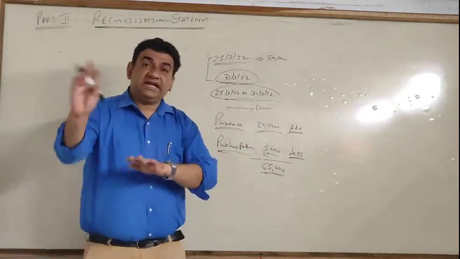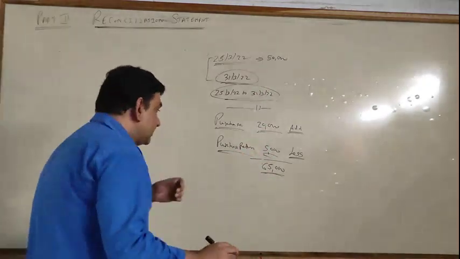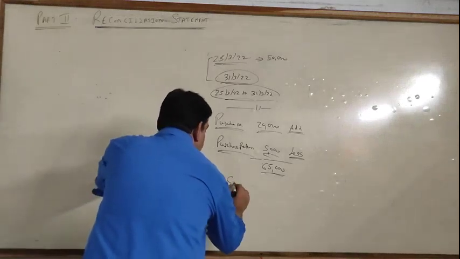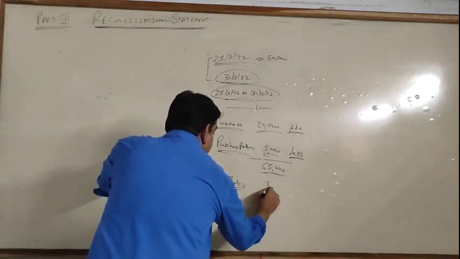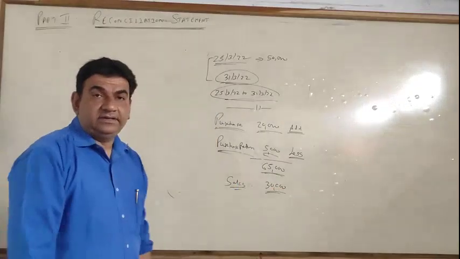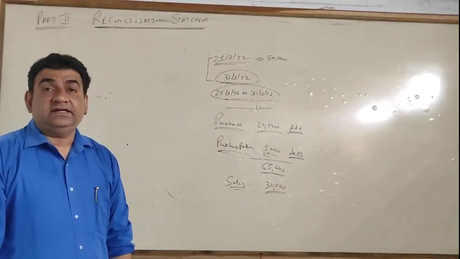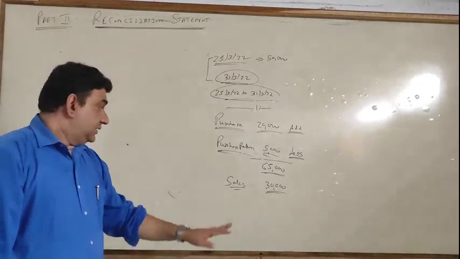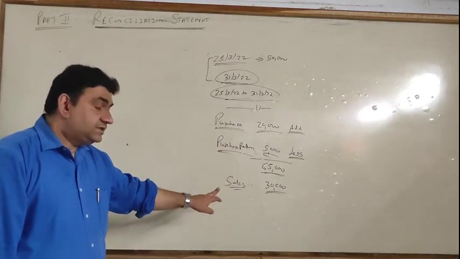Let's come to now sale transaction. Let's say for example, I have sold goods. My sales is 30,000 in the period. Now, tell me what you will do.